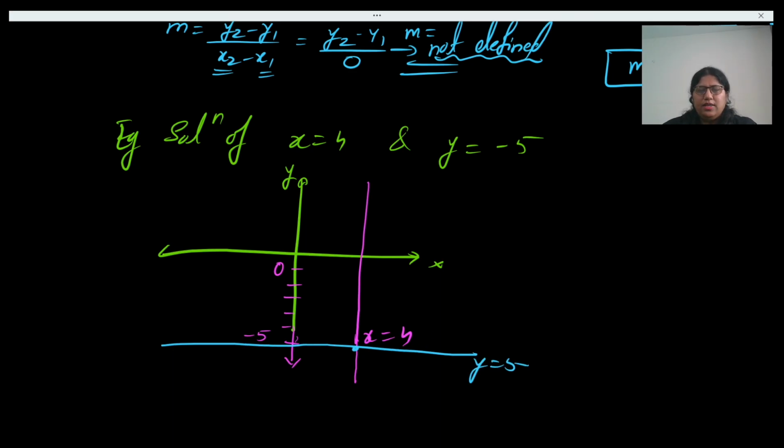Wherever they both intersect, because they are going to intersect at one place here, if this is x is equal to 4, you know that this is your 4, 1, 2, 3, 4, right? This is minus 5. So the intersection will be the coordinates. So what is going to be the solution in this case? It will be 4 comma minus 5.